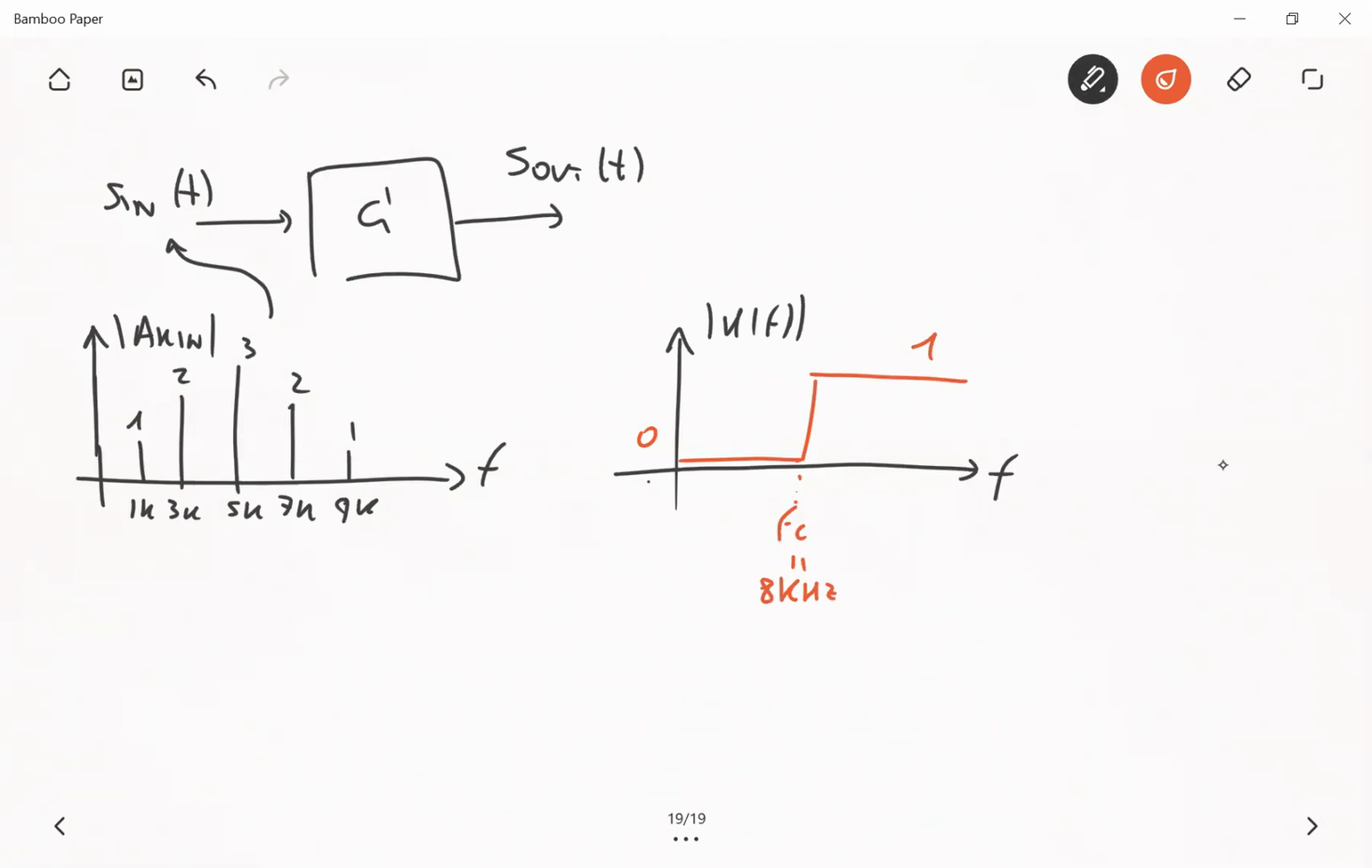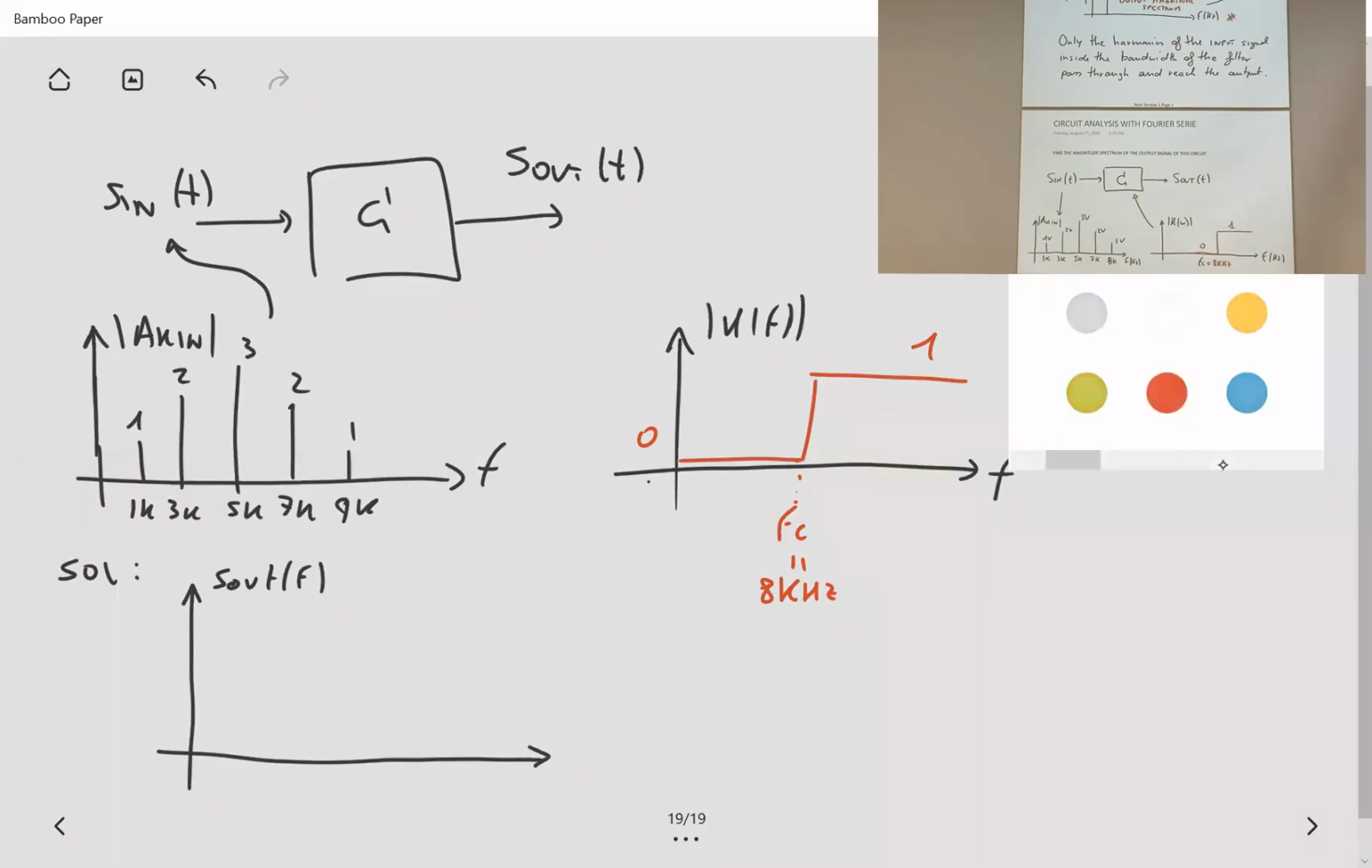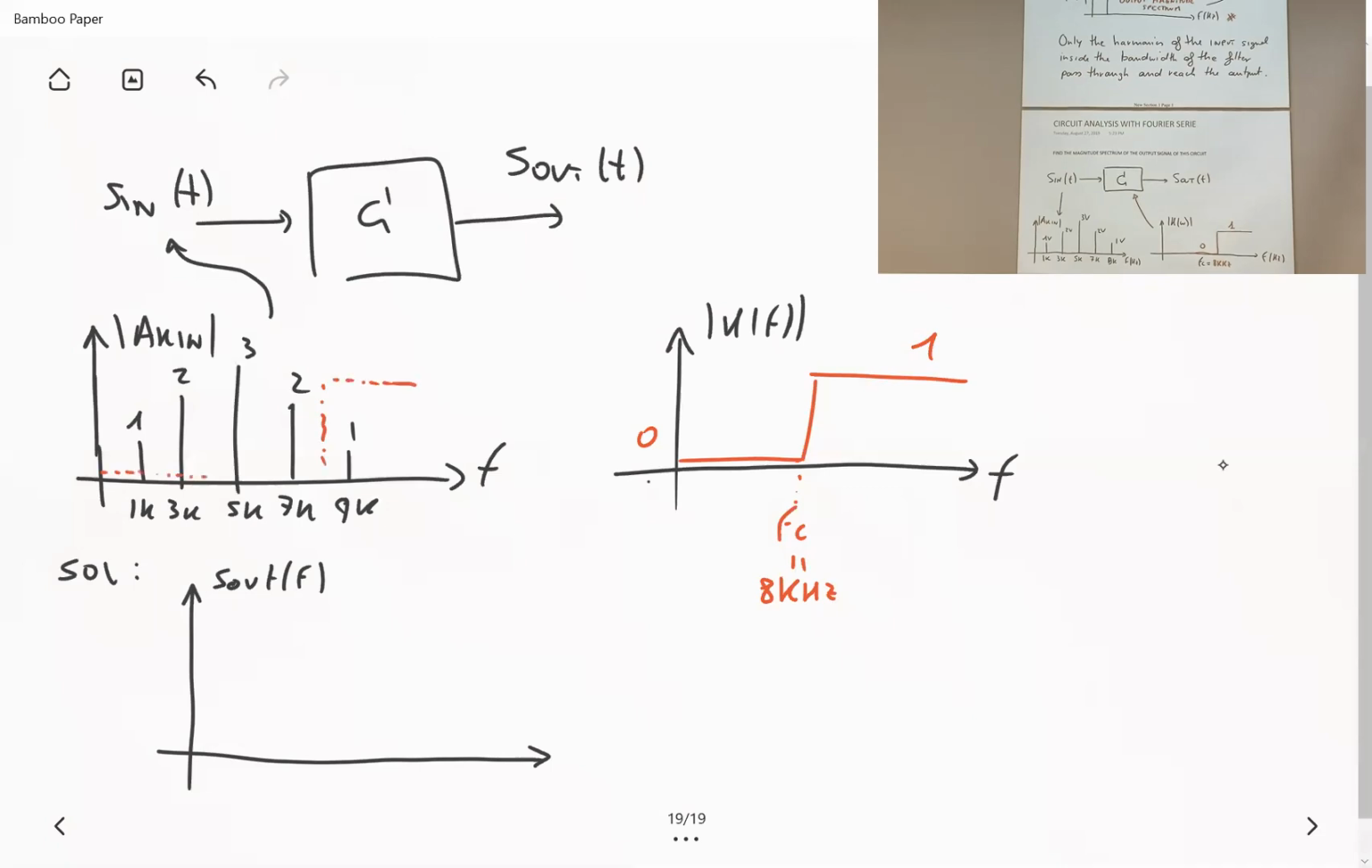So let's solve it very easily. The question is always to find the output spectrum, mainly. Then if we are also able to find the signal in time, that would be great, but it is not always simple. So S out of f. What I do here is just draw the filter over the input spectrum. If you look at Zoom, you can see that I draw the filter in the same plot as the input spectrum. And now you can see the only line that is under the filter is the one at 9 kHz. So only that one passes through the filter. The others are all removed by the filter. So the answer is trivially only one harmonic with 1 volt amplitude at 9 kHz.